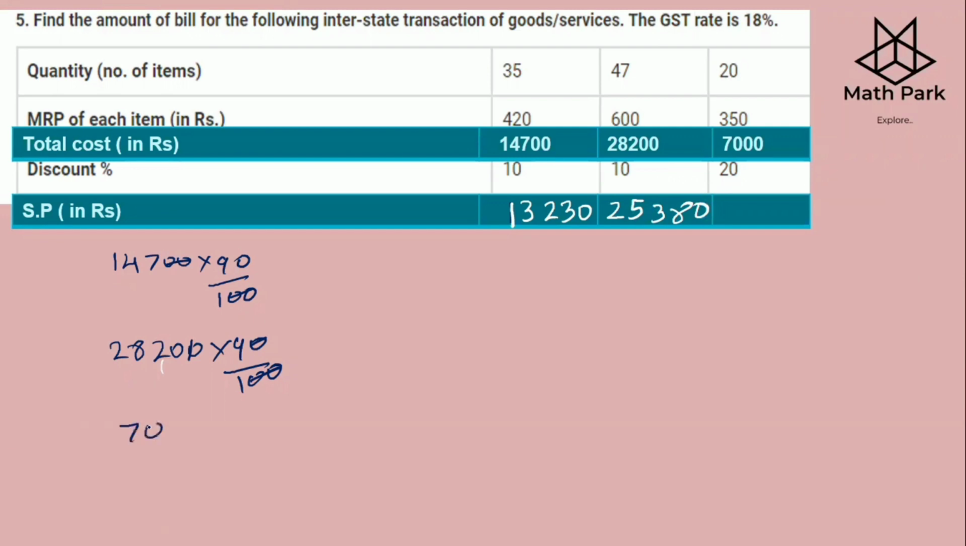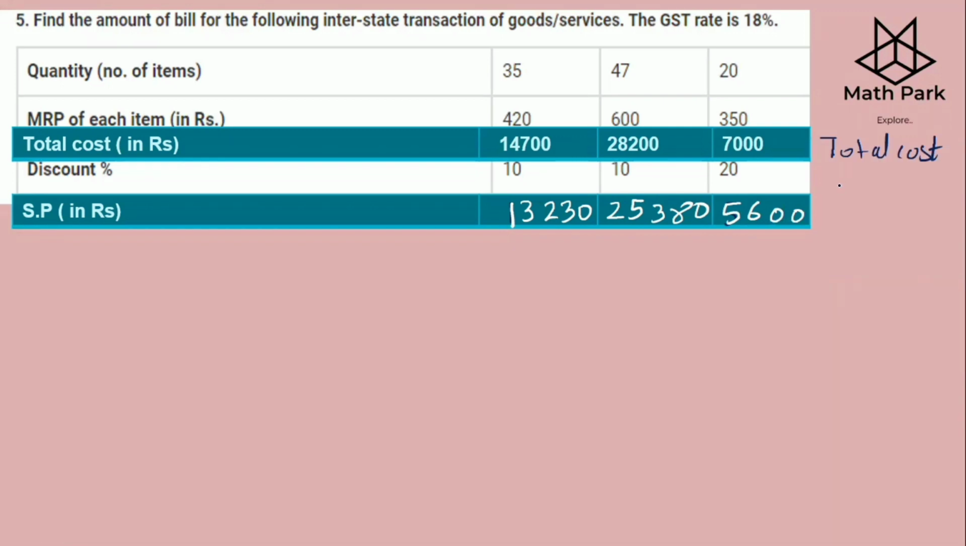Now let us find for the last item, the 20% discount. So 7,000 is the total cost, and 20% discount. So 100 minus 20 is 80. So 80 by 100. Let us simplify. 7 8s are 56, and then these two zeros. So it is 5600. Okay, 5,600.